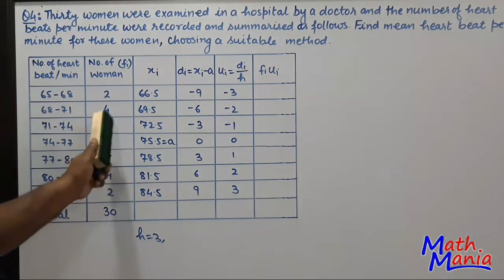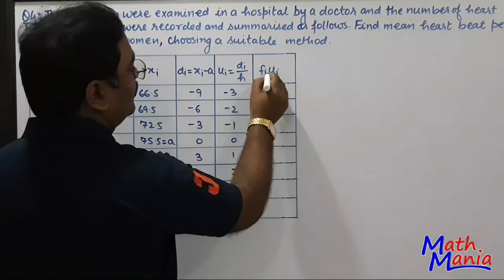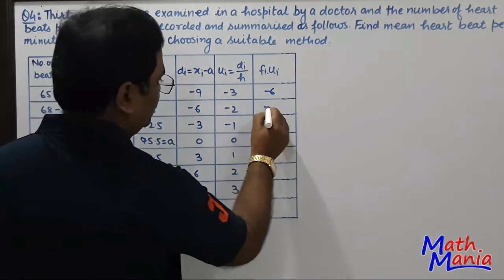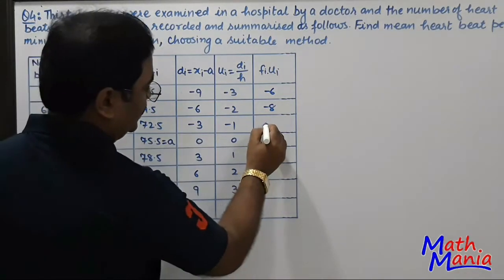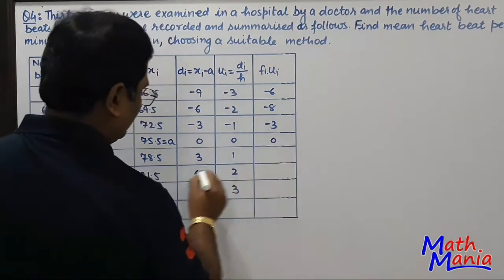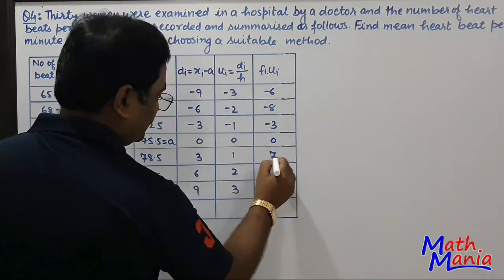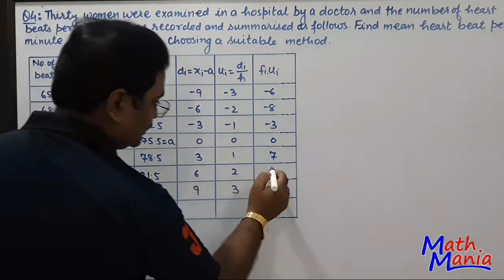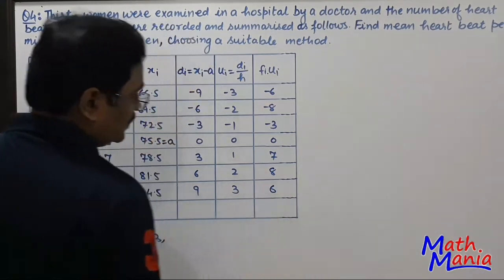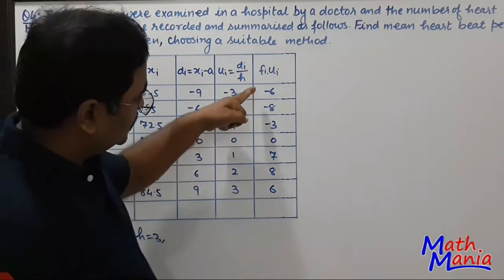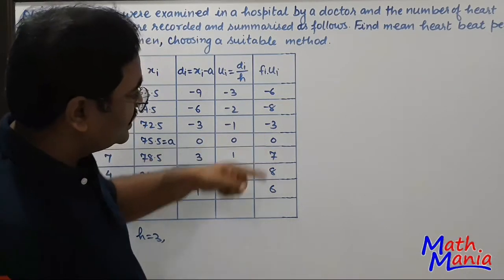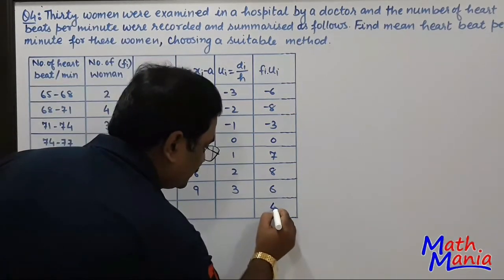Now find the value of fi into ui. Multiply it: the products are minus 6, minus 8, minus 3, 0, 7, 8 and 6. So when we find the sum, minus 6 is cancelled by plus 6, minus 8 is cancelled by plus 8, meaning 7 minus 3 is equal to 4, the sum of these numbers.